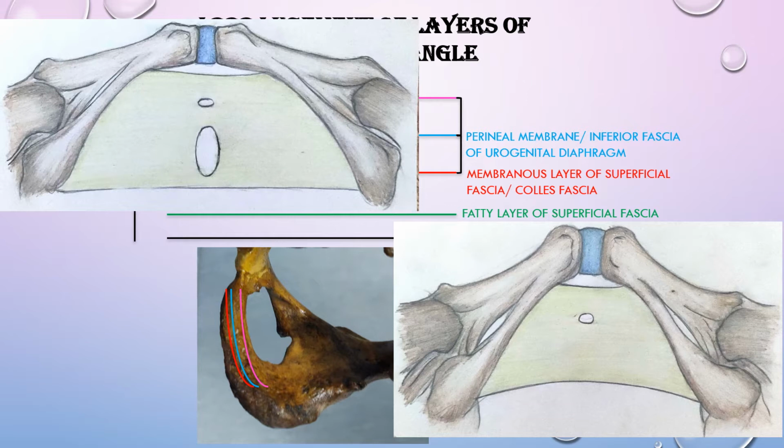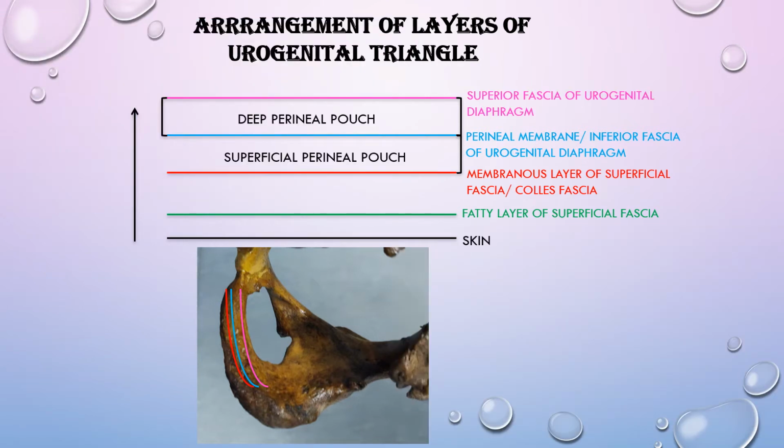The attachment of the perineal membrane in female is shown on the left side. The attachment of the perineal membrane in the male is shown on the right side. The last layer, that is the fifth layer, is the superior fascia of the urogenital diaphragm. In the diagram given below, you can appreciate the attachment of the superior fascia of the urogenital diaphragm as a pink line. It is attached to the inner margin of the ischiopubic rami.